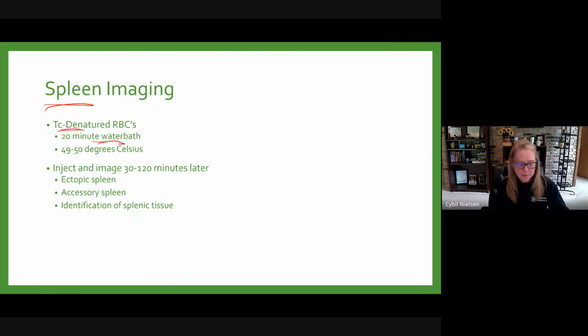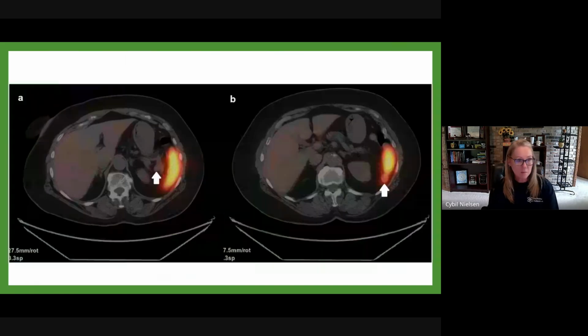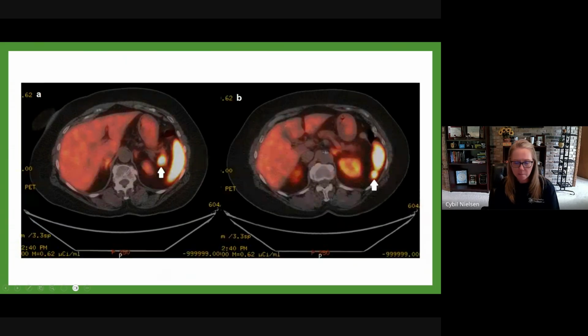So why do we do this? Looking for ectopic spleen. So maybe we found a mass and we want to know if it is spleen or not. So we could do a spleen scan. An accessory spleen, sometimes people have more than one spleen. And again, identification of splenic tissue. So this is what we're looking at here. This is the spleen. This is like a little extra spleen. Right there it is. So this is spleen.